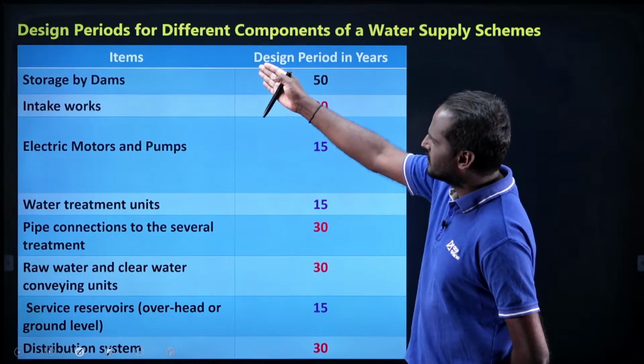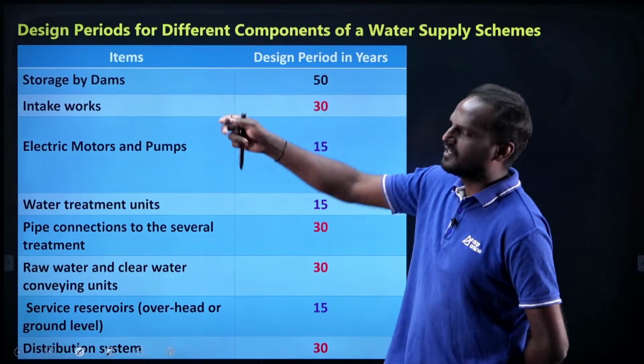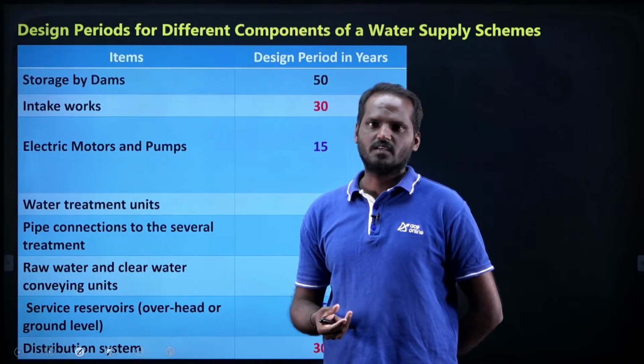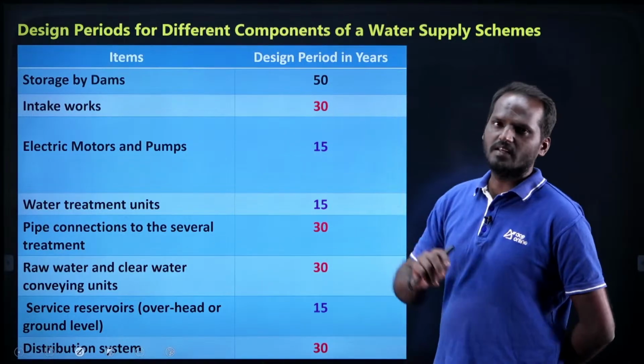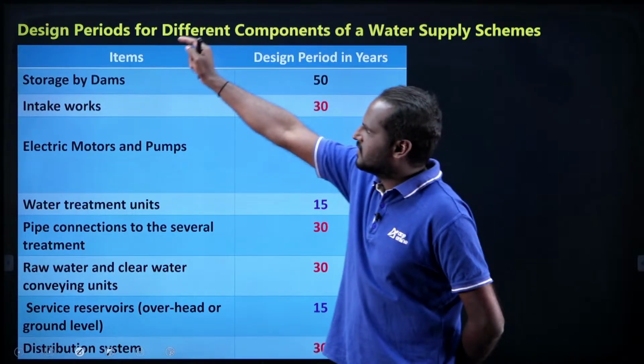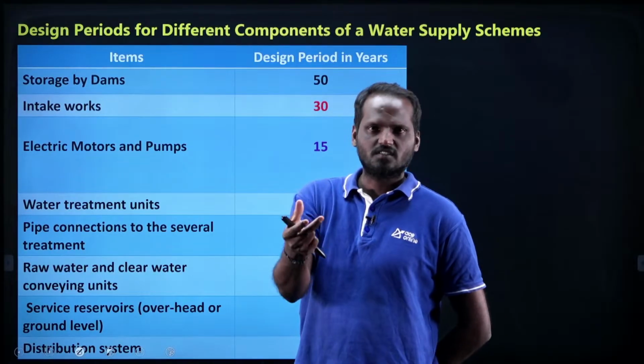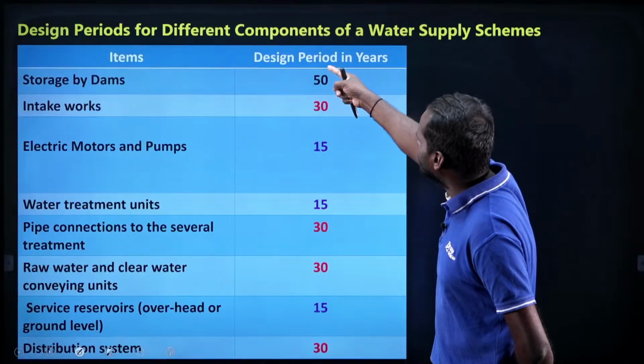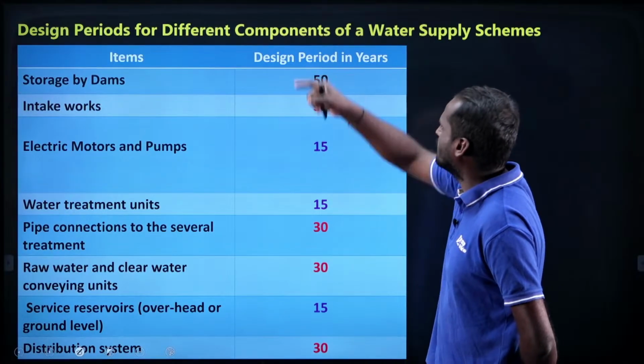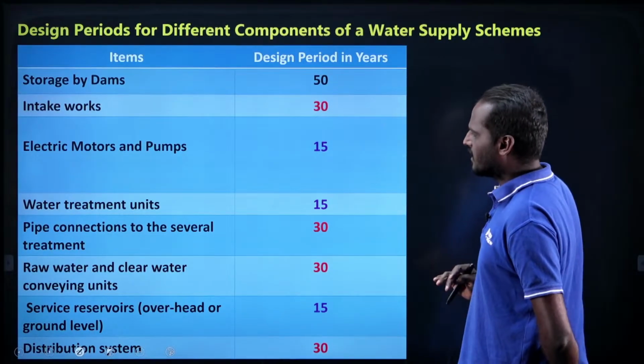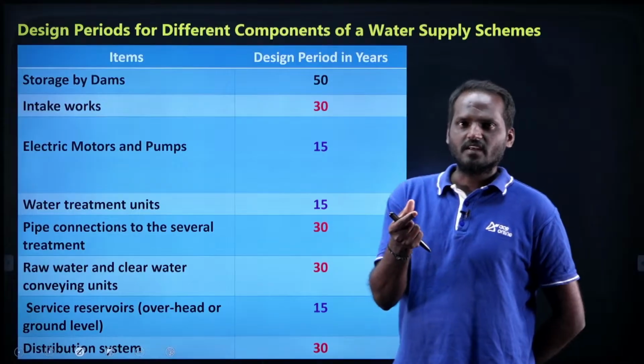See, these are various components in the water supply scheme and the corresponding design period in years. Forget about dams, they are huge structures, and their design period is very high, that is 50. Look at the other data, it is either 50 or 30.